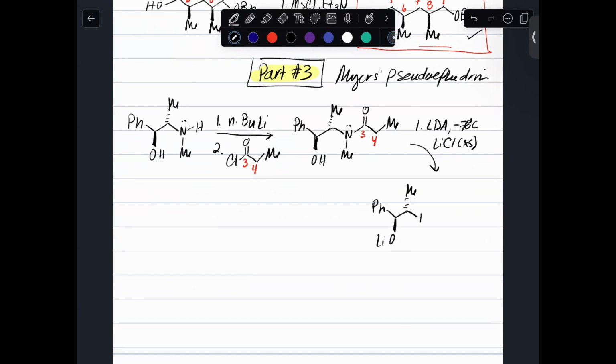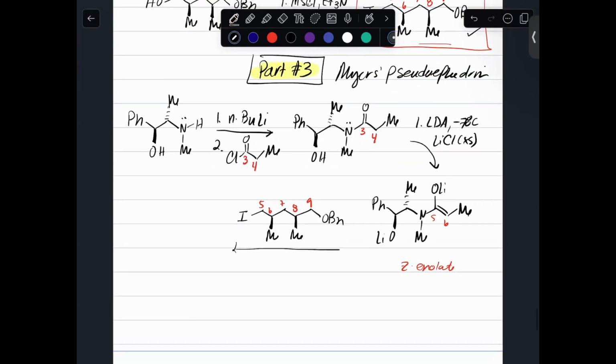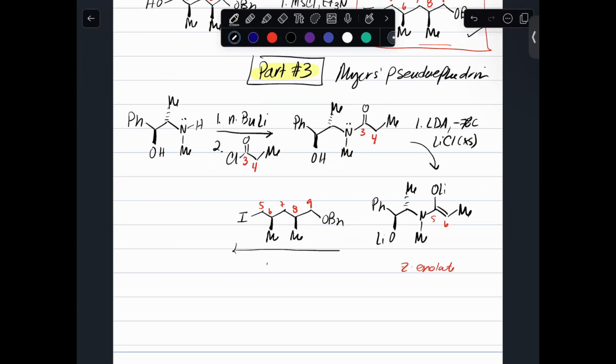You're still forming the Z-enolate. I don't want you to forget that. Once you form the Z-enolate, you introduce your alkyl halide. And that's the alkyl halide that I made in part 2. And again, don't get overwhelmed. It's a huge alkyl halide. But what you can do is abbreviate it as R prime.